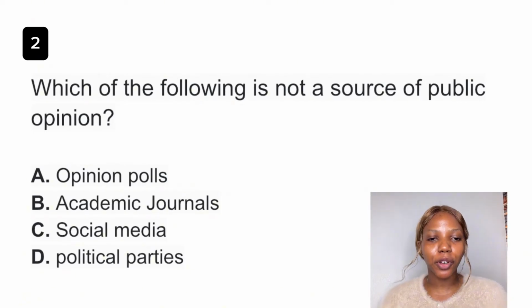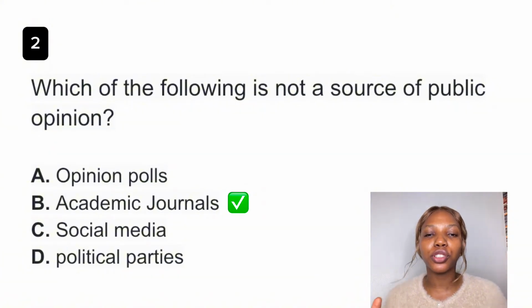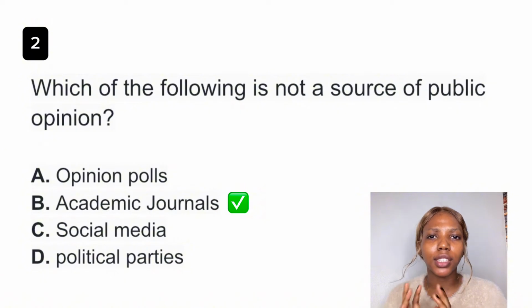Question 2. Which of the following is not a source of public opinion? The answer to this question is option B, academic journals. Public opinions are formed when the majority of the people in a country have similar opinions concerning an issue. Think of it this way: think about any social media trending issue and ask yourself, what is the majority of people saying concerning this issue? That's how you begin to understand the concept of public opinion.